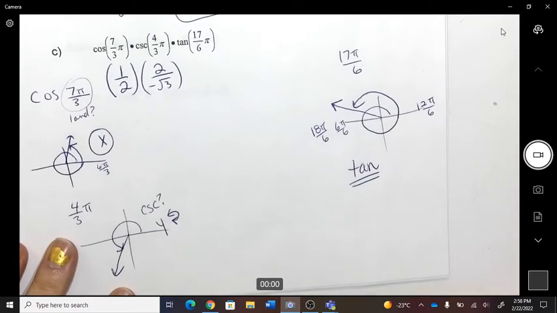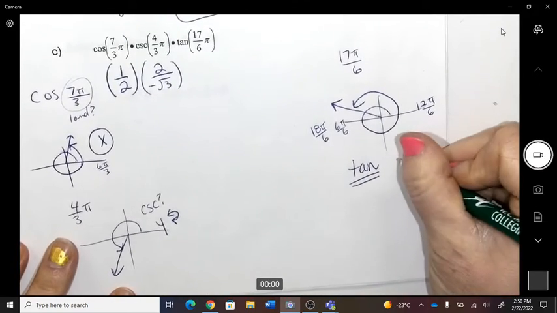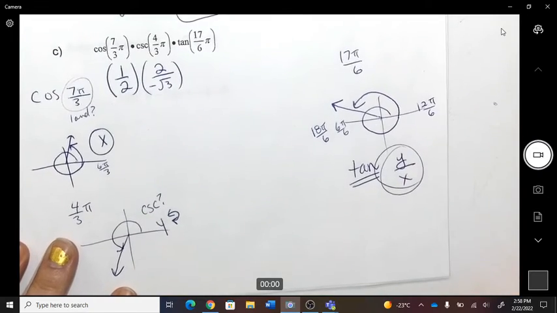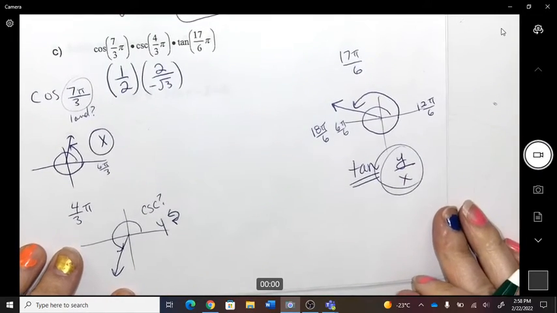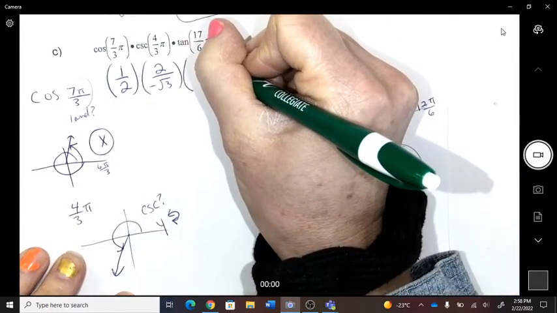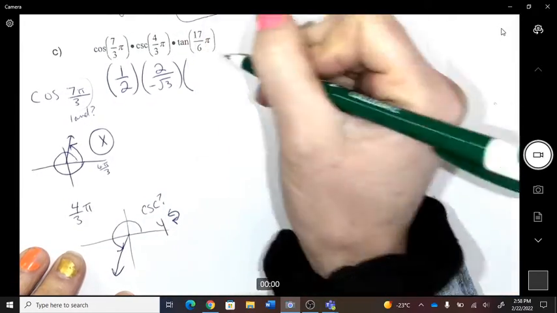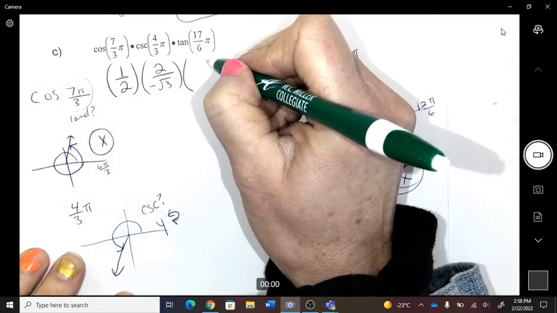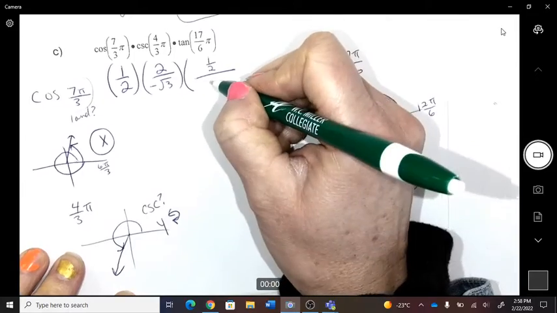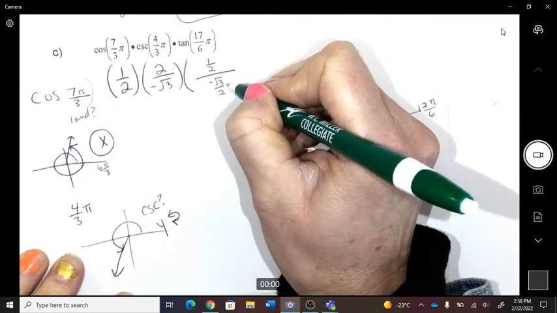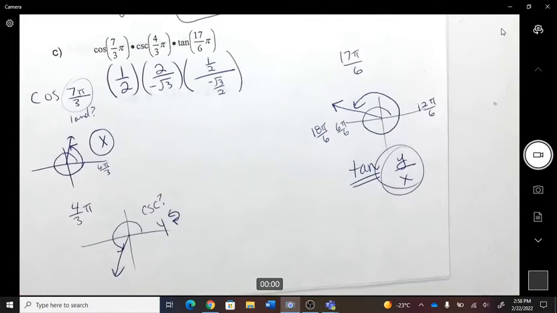What do we know about tan? It would be the y divided by x is what you're going to be doing. Y divided by x. So the y, so 1/2 divided by negative root 3 over 2. Okay.